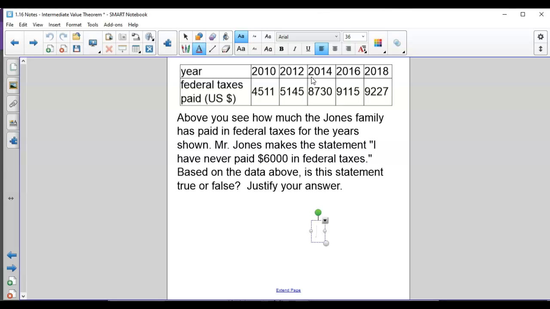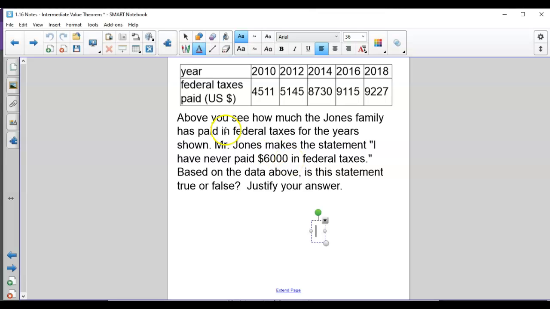That means really just that they made this amount in these years, because in 2013 he could have had a terrible year and maybe paid $0 in federal taxes, or he could have had a great year and paid $150,000 in federal taxes. We really don't know what happened in these years that are missing. So here we would say this could be a true statement. We don't see that being backed up here necessarily, but this can be a true statement that he never paid $6,000.